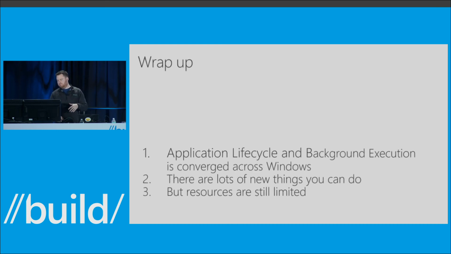Just to wrap things up, great news for everything is that the application lifecycle and background execution is completely converged across all the Windows 10 SKUs for Universal Windows apps. What that means is that you can write the same code and have it run on all Windows devices. The thing, of course, you have to be aware of is that despite all the new things that you can do, all the tons of new triggers and capabilities that we've added, resources are still limited, especially on our mobile devices and the IoT devices. So you have to be aware of what happens when there's low memory or when the device is on battery, and we need to conserve resources in that case. That's when you'll get these notifications from Windows about what your app is doing.